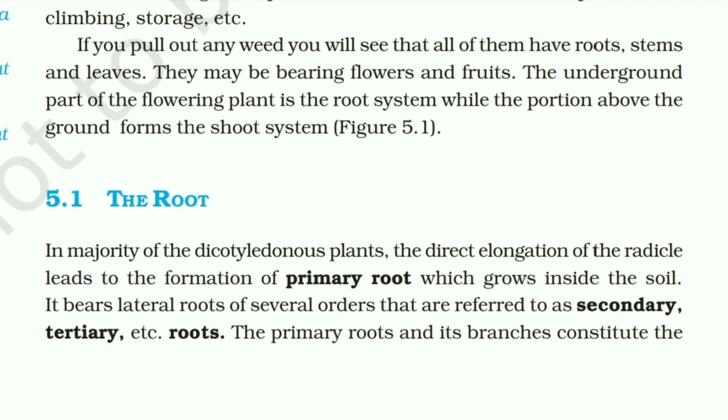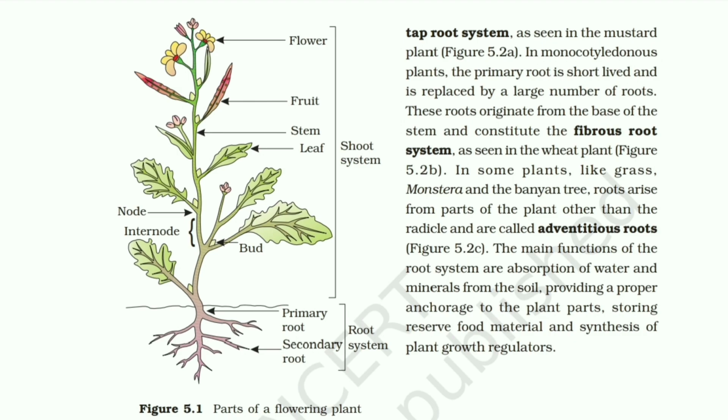In the majority of the dicotyledonous plants, the direct elongation of the radicle leads to the formation of primary root which grows inside the soil. It bears lateral roots of several orders that are referred to as secondary, tertiary, etc. roots. The primary root and its branches constitute the tap root system, as seen in the mustard plant, figure 5.2a.